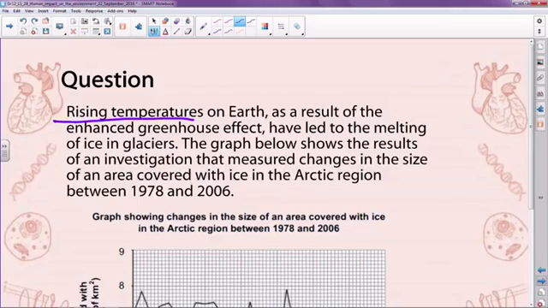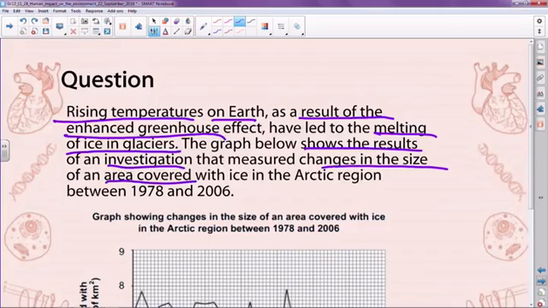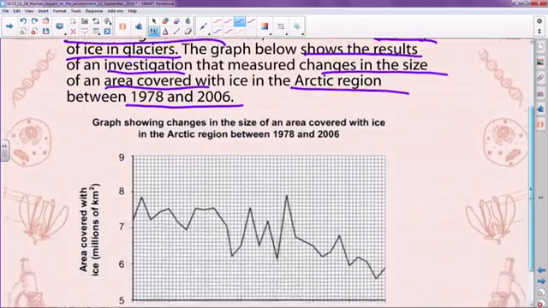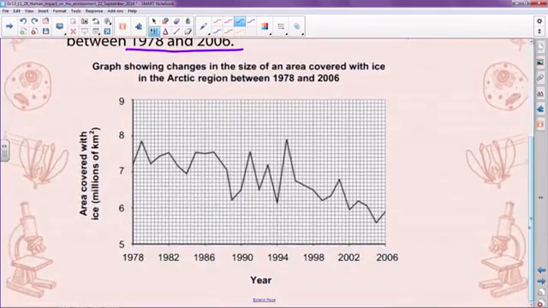Okay, now I've got a question for you, so let's have a look at this. Rising temperature on Earth as a result of enhanced greenhouse effects have led to the melting of the ice glaciers. Plain and simple. The graph below shows the results of an investigation that measures change in the size of the area covered with ice in the Arctic region between 1978 and 2006. So there it is. Okay, so it's given you what has happened.